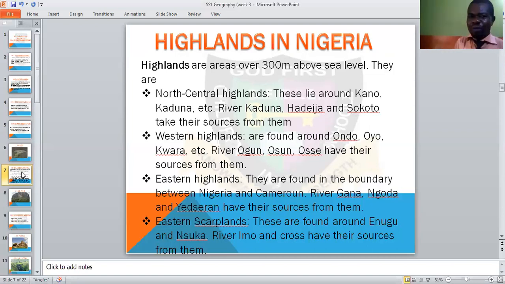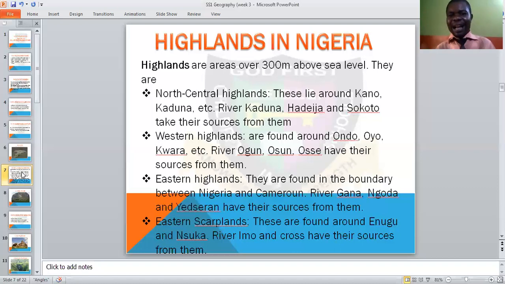In Nigeria, they are grouped as the North Central Highland. There are northern states around there. They are found around Kaduna, Kano, and other areas. Then we have some minor rivers like Hadejia, River Sokoto, River Kaduna. They are minor rivers. We'll talk about rivers later in the day to look at the major ones. These are minor rivers. They take their source from that highland.